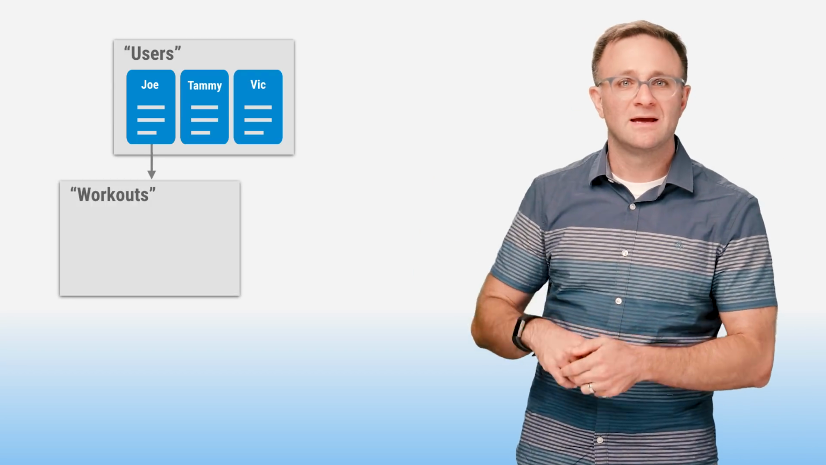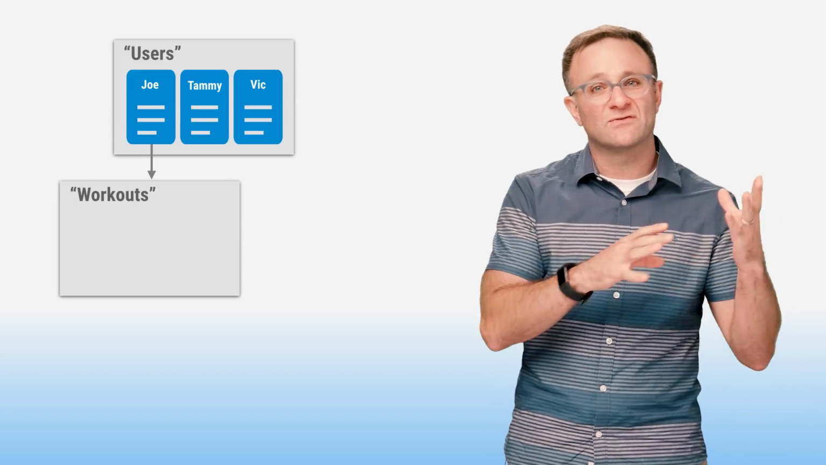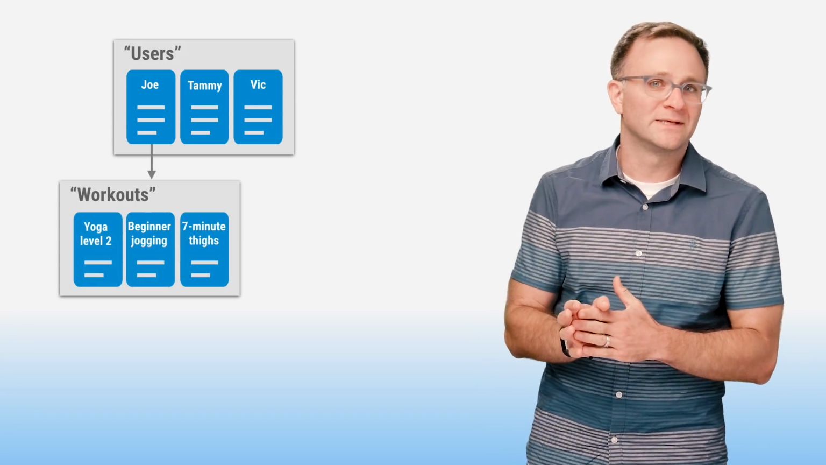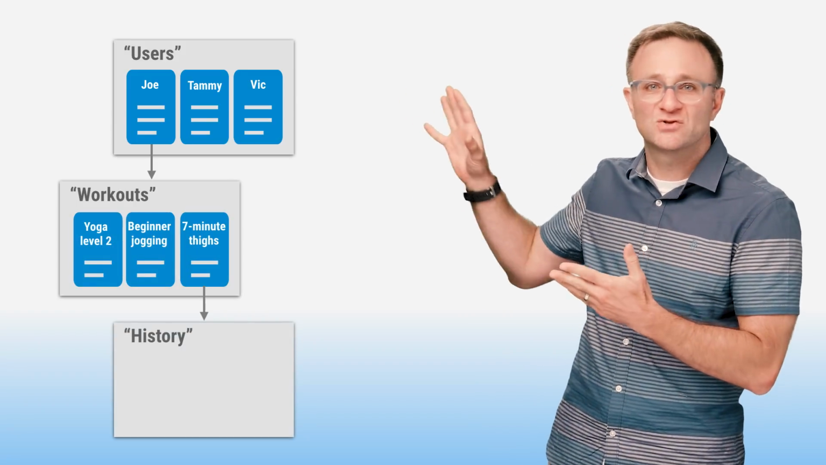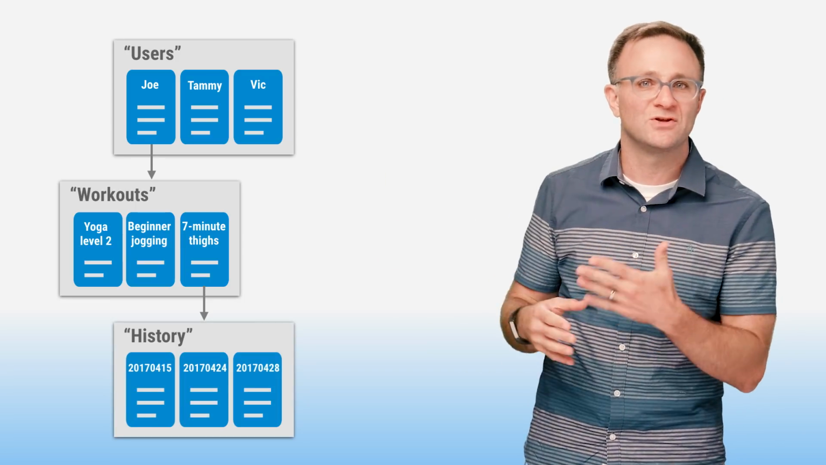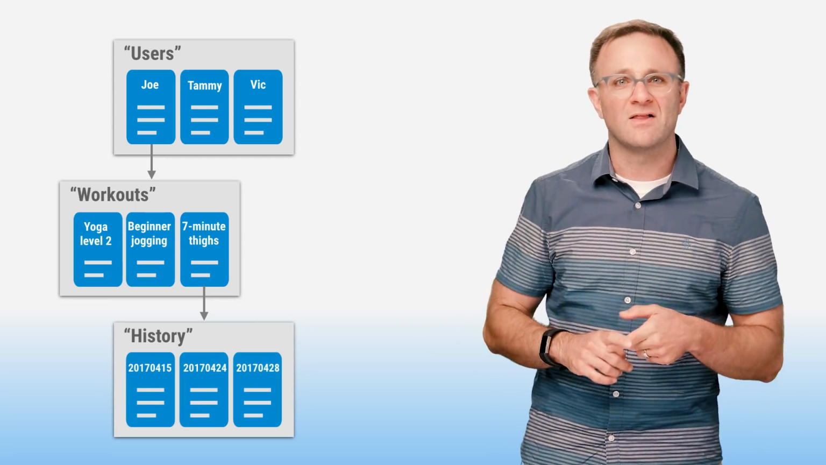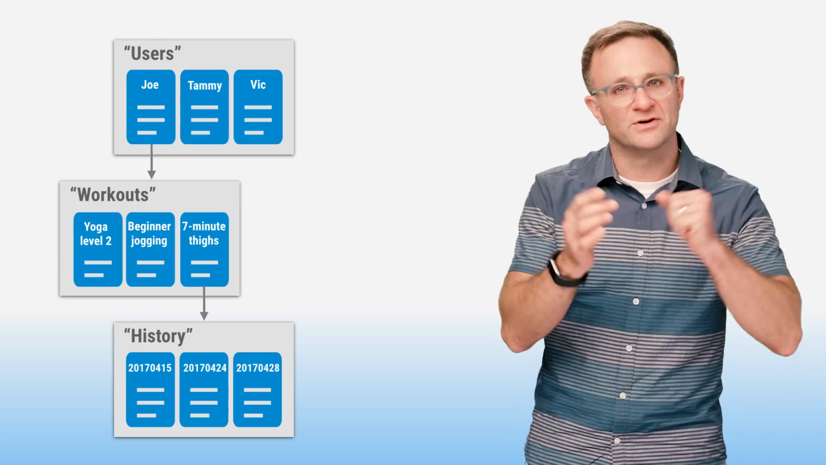In a workout app, for instance, I might have a users collection, and this collection would contain a document for each user. And then each of these documents might point to a workout subcollection. That in turn contains a document for each different type of workout the user has performed. And I don't know, these might contain a history subcollection that keeps track of every time the user performed one of these workouts, along with their average heart rate or other data.